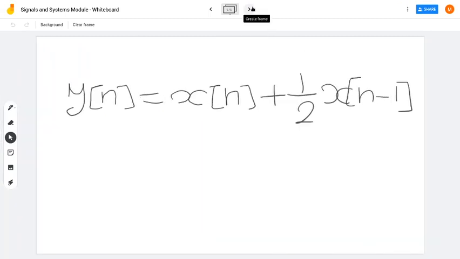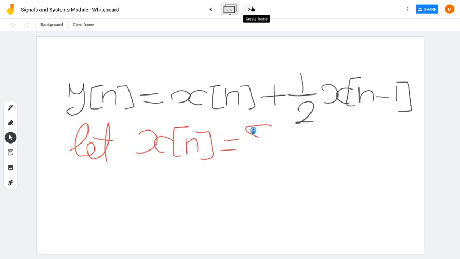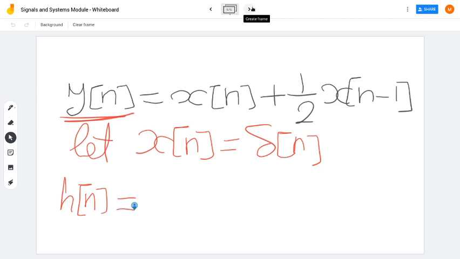And here we have a system described by the relation y of n equals x of n plus 1/2 x of n minus 1. And the first part of the question is asking us to find the impulse response. In order to find the impulse response, we need to apply an impulse. So we will let x of n be equal to an impulse delta of n. And in this case, the output y of n will be called the impulse response, h of n. Again, the impulse response is the output of the system when the input is an impulse.